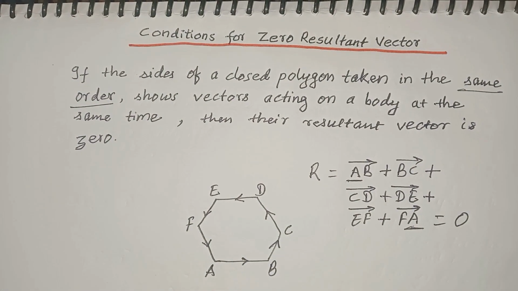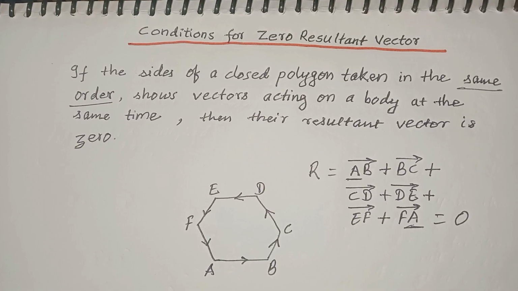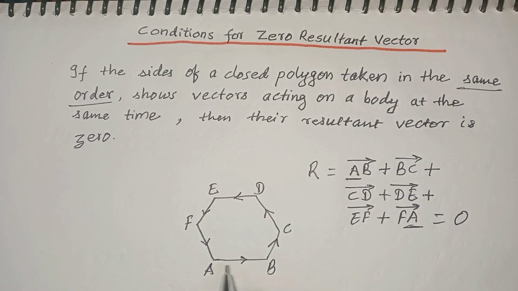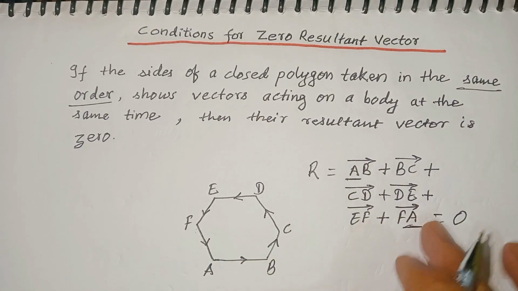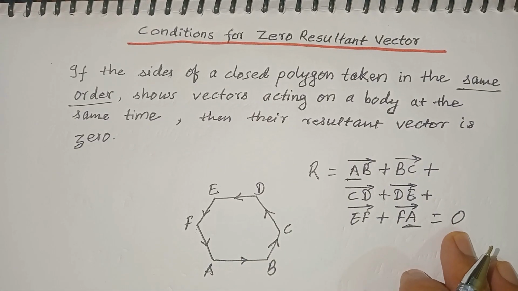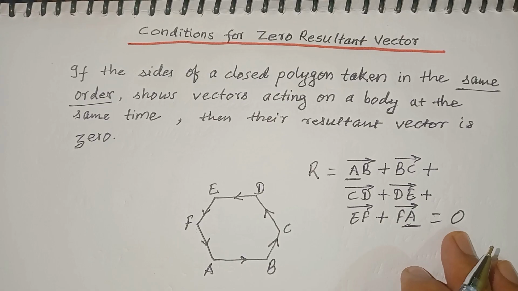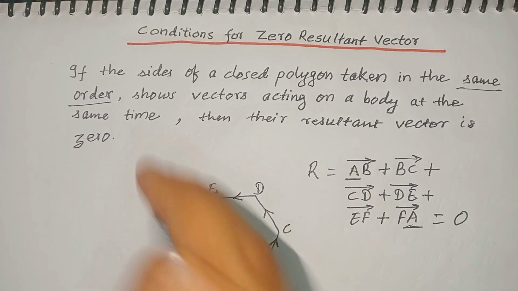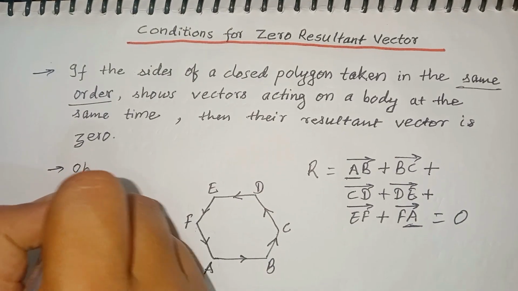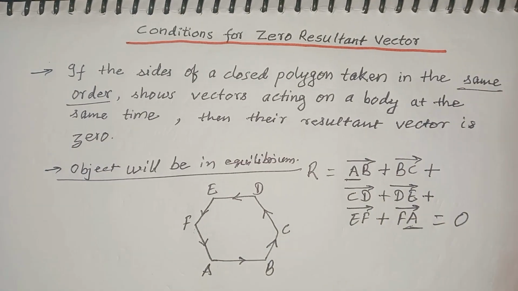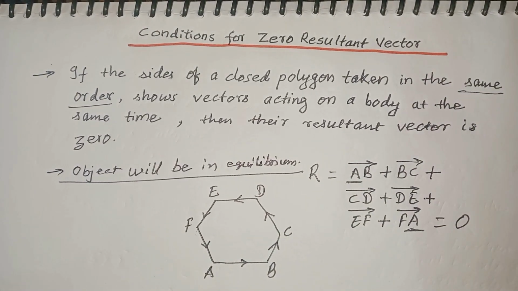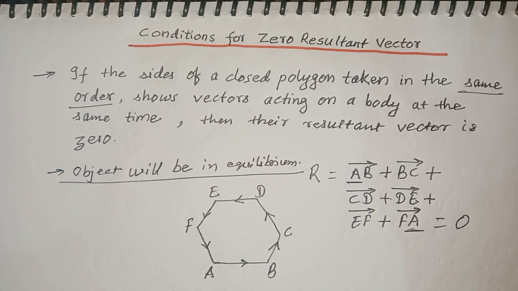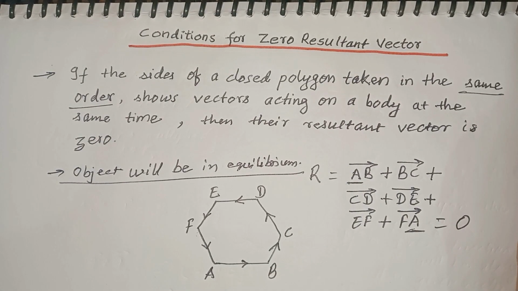This is 0, okay. So the most important point here is the sides are taken in the same order, okay. This will be in the same order, and so the resultant vector will be 0 and also the object will be in equilibrium. If the resultant is 0, obviously the object upon which the vectors are acting will be found to be in equilibrium. Why? Because the resultant vector is equal to 0.